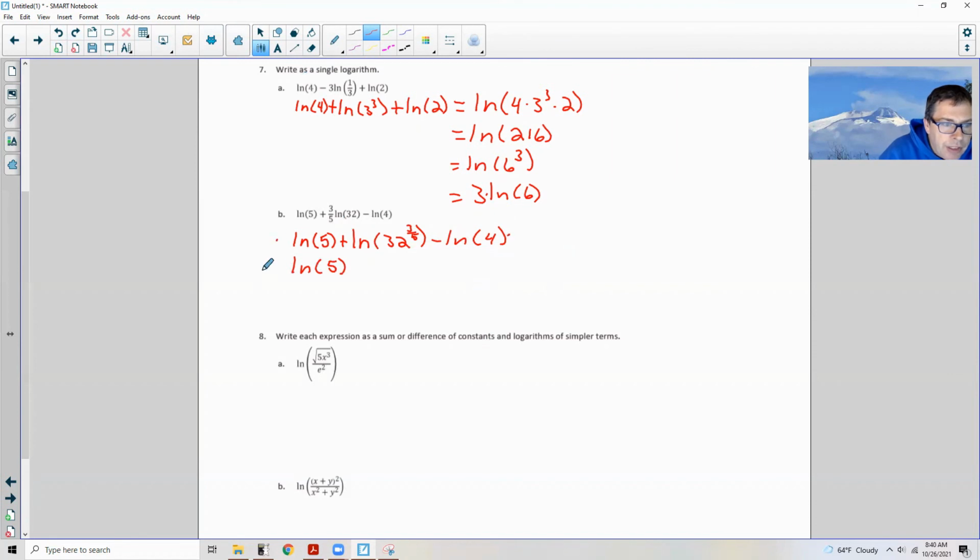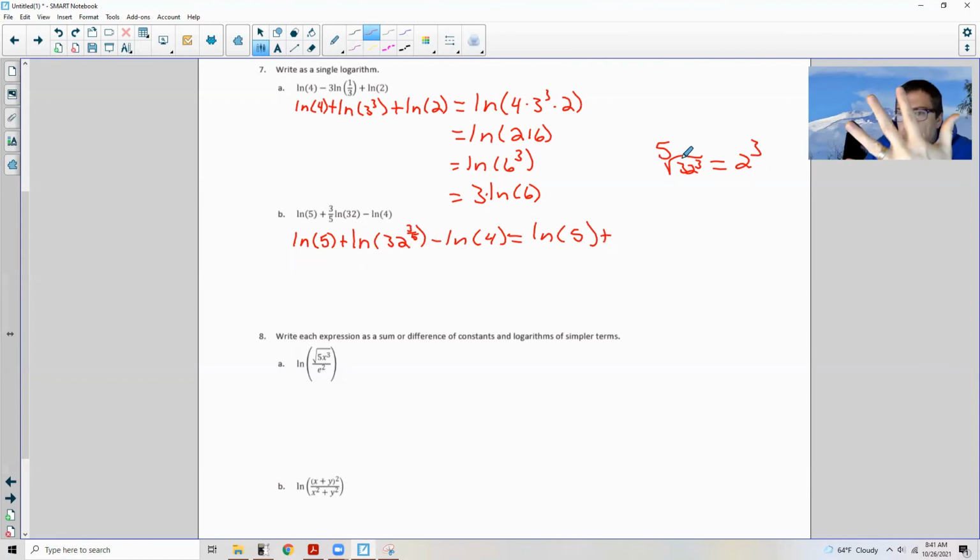So this is going to equal, let's not put it underneath. Let's just say equals the natural log of 5 plus, and think of 32 to the power of 3/5 as the 5th root of 32 cubed. Okay, that's what it means. So what times itself 5 times is 32? Well, that's going to equal 2 cubed. 2 times 2 is 4. Times 2 is 8. Times 2 is 16. Times 2 is 32. Okay, so the 5th root of 32 is 2.